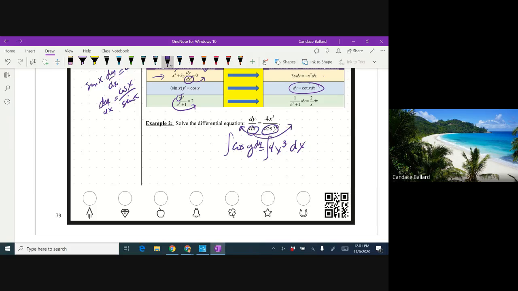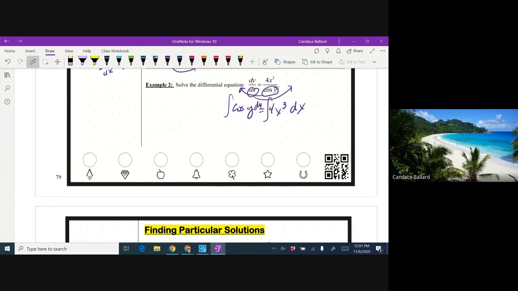All right, so when I integrate cosine, tell me in the chat, what do we get? We do get sine. I like the fact that we used y. Good job. So sine of y equals, and when I integrate 4x cubed, I get 4x to the 4th over 4 plus c.